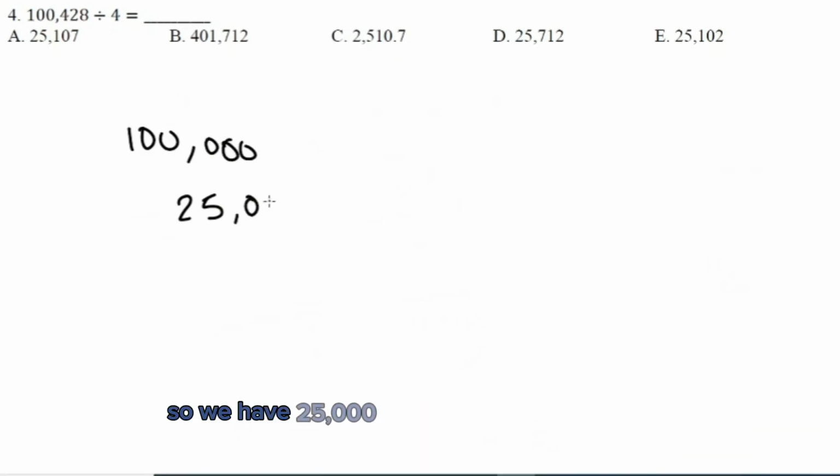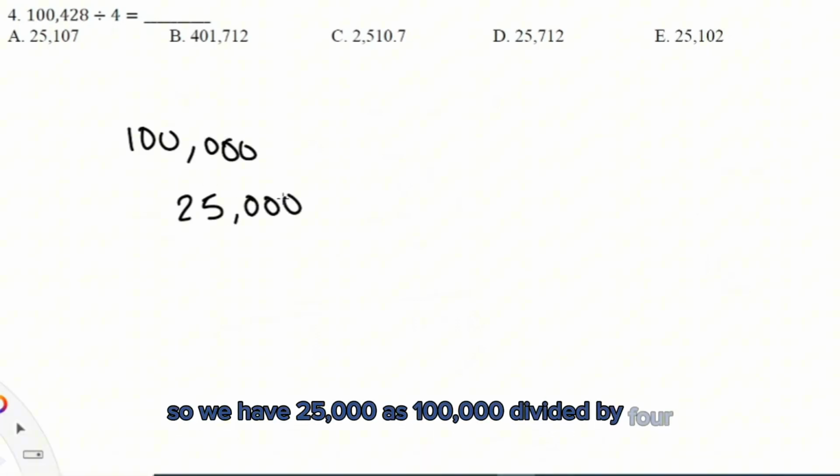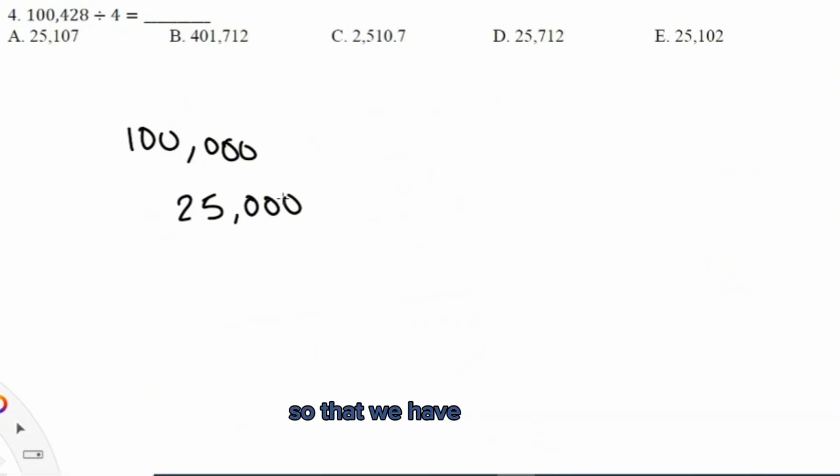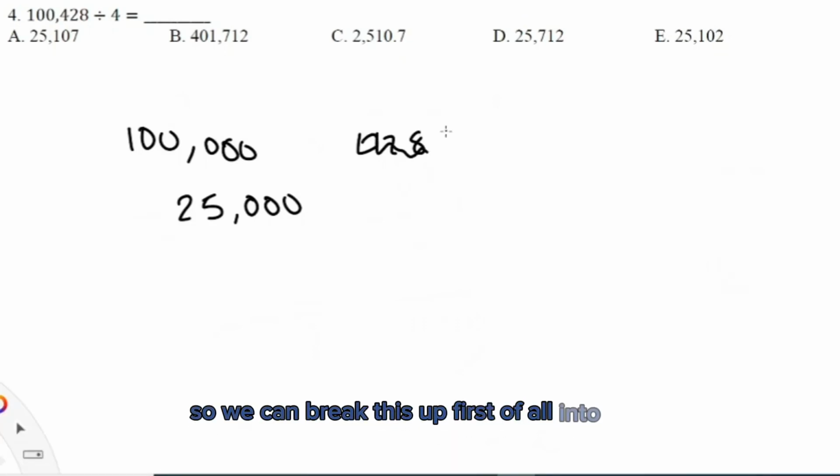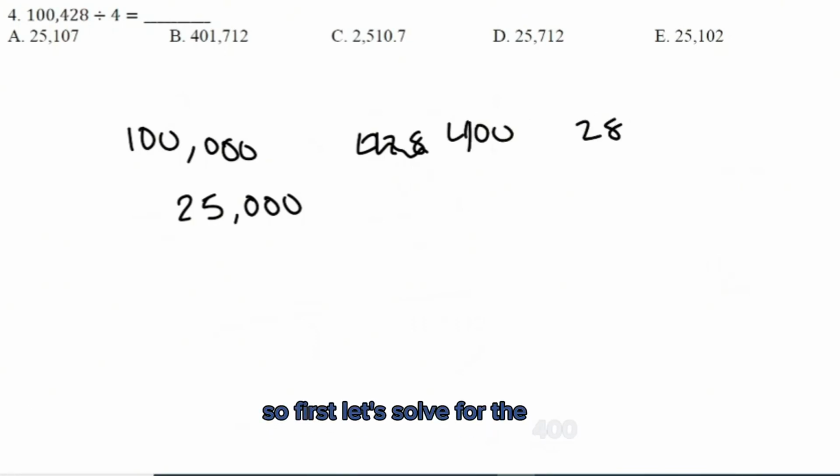So we have 25,000 as 100,000 divided by 4. Alright, next. So now we have 428 left, and we have to divide that by 4. Alright, so we know that 4 times 100 is 400. So we can break this up, first of all, into 428. So first let's solve for the 400.